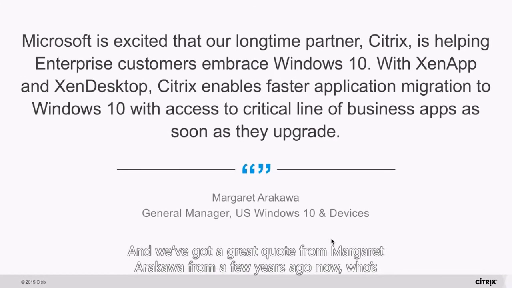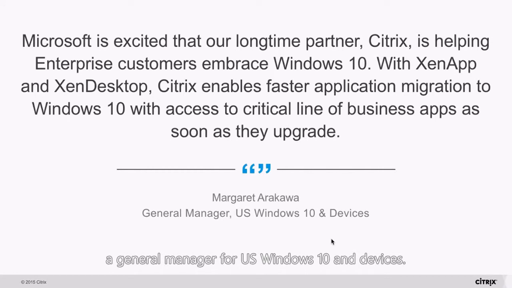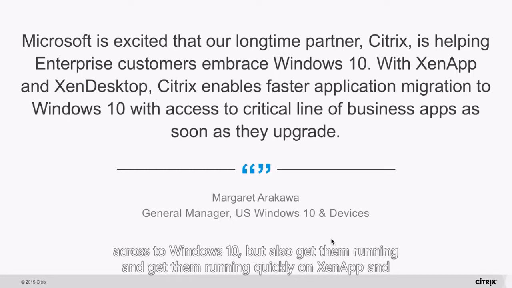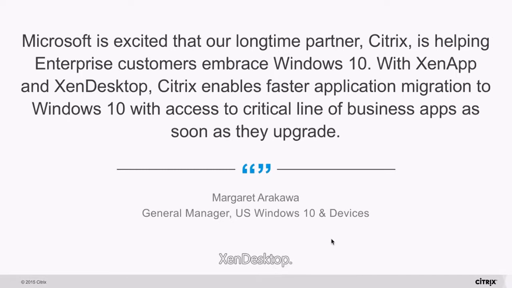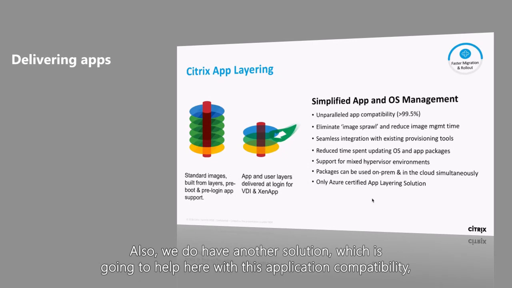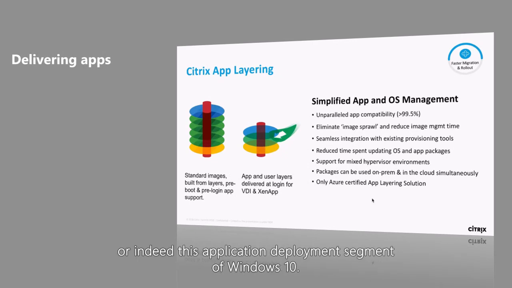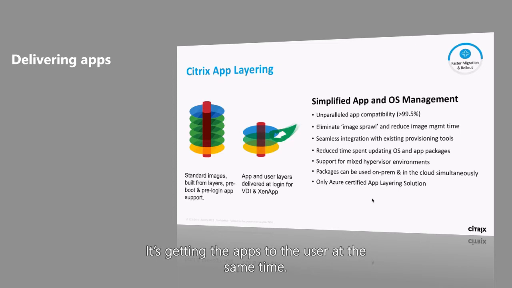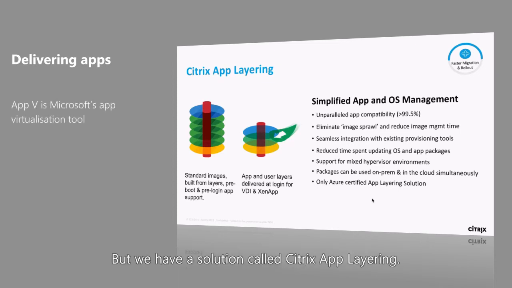And we've got a great quote from Margaret Arakawa from a few years ago now. He's the General Manager for US Windows 10 and devices, and AppDNA is really being seen as a critical app to help successfully migrate those users across to Windows 10, but also get them running quickly on XenApp and XenDesktop. We also have another solution that's going to help here with application deployment for Windows 10, because as we all know, getting Windows 10 to the user is probably the easier bit, getting the apps out to the user at the same time.